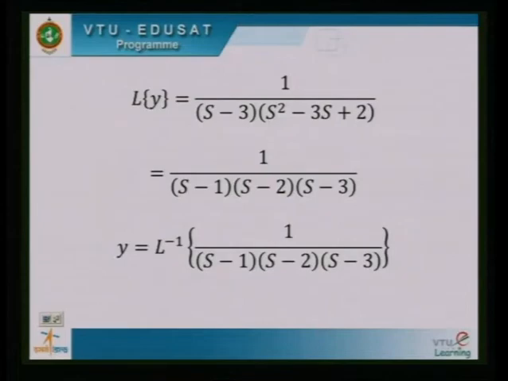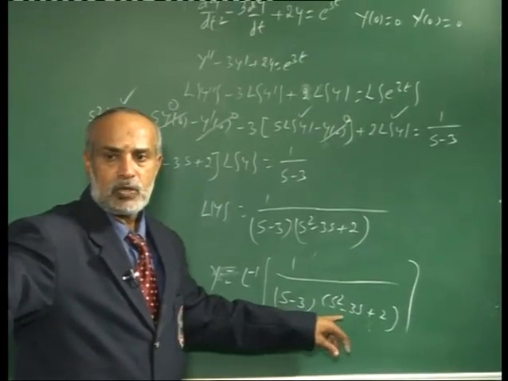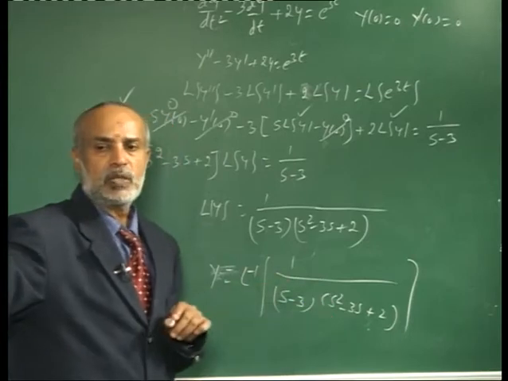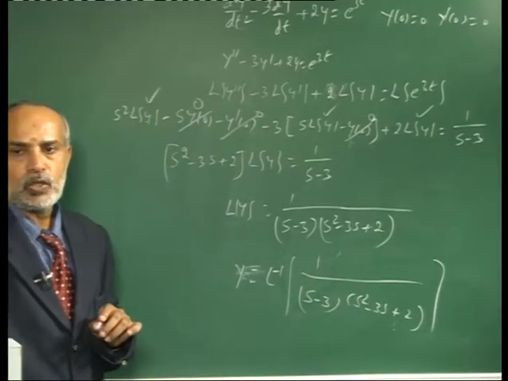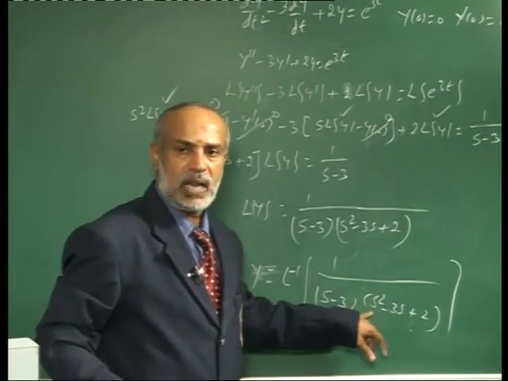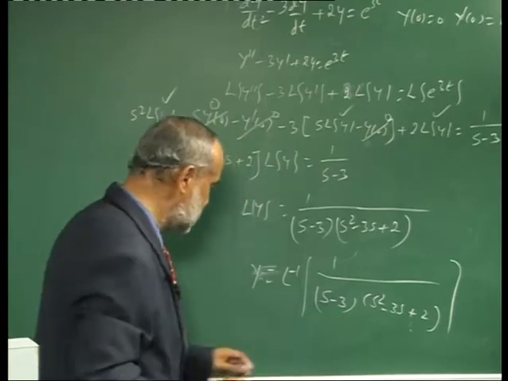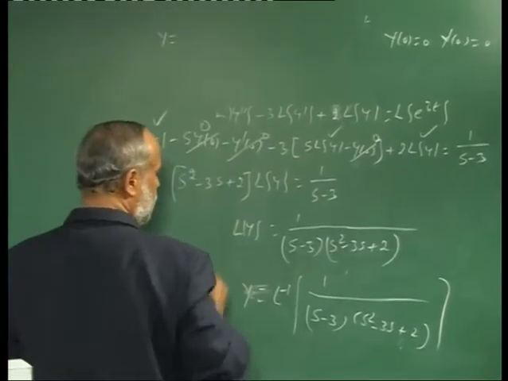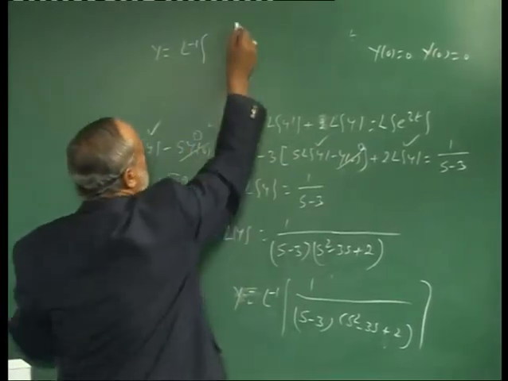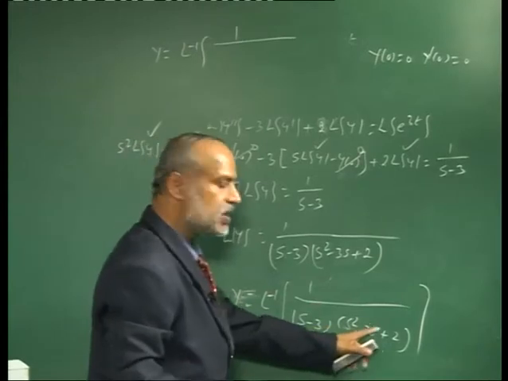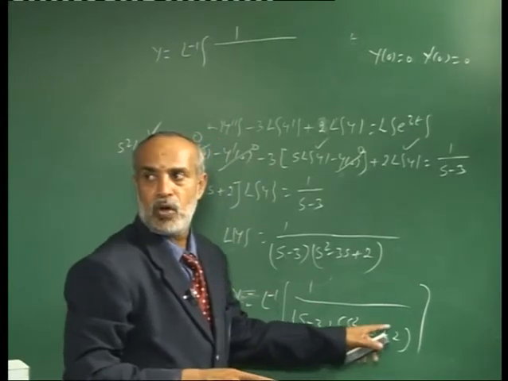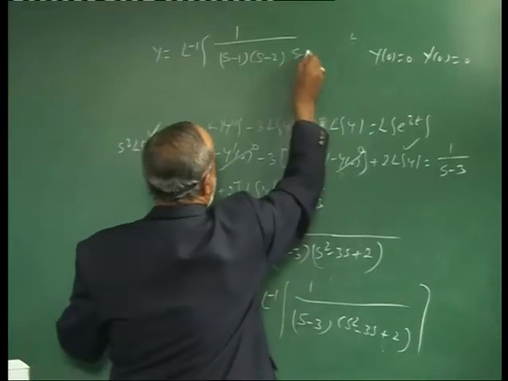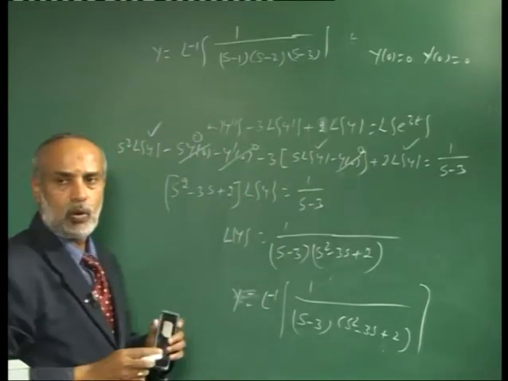Here s squared minus 3s plus 2 can be factorized, using the quadratic formula or any method. It can be written as s minus 1 into s minus 2. So y is equal to L inverse of 1 divided by s minus 1 into s minus 2, and one more factor, s minus 3.